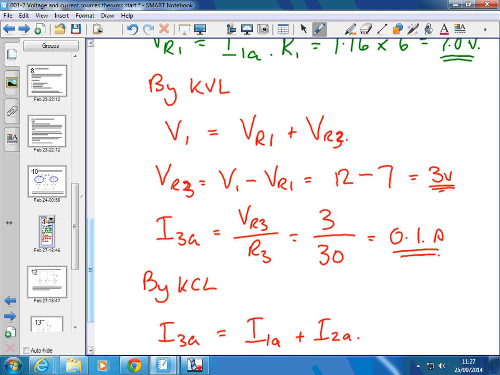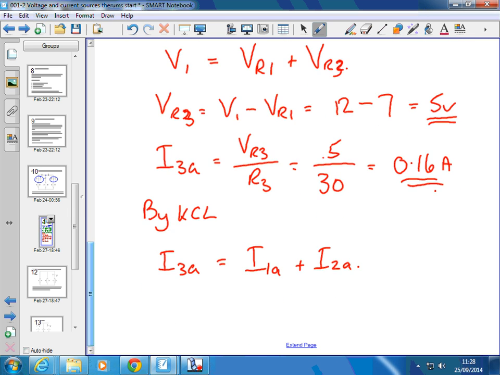Good God. Not spotted. What? What? 0.16. That's better. Where would I get 3 from? Took a long while to spot as well.